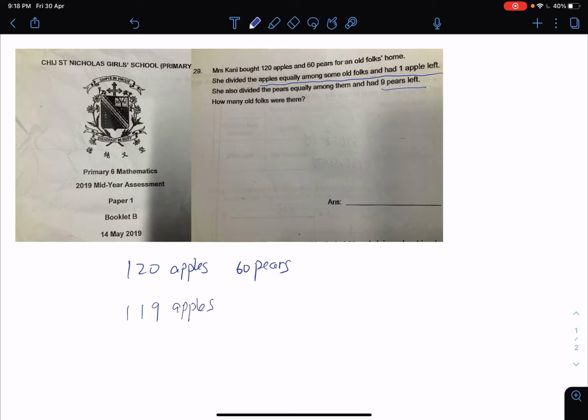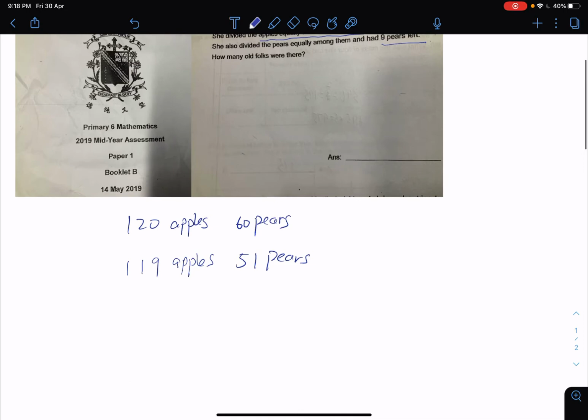And minus 9 pears, it is actually 51 pears, right? So now we need to find what is the common factor between these two. Okay, we try to divide by 1, 2, 3, 4, 5, 6, 7. We try to divide by 7. Why is it a 7? Because the last number is 9 and last number is 1.